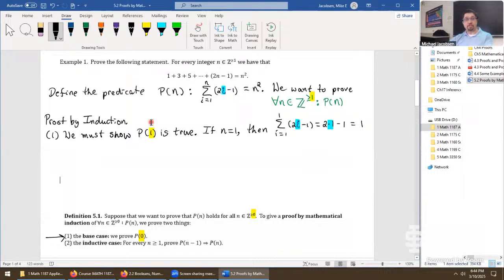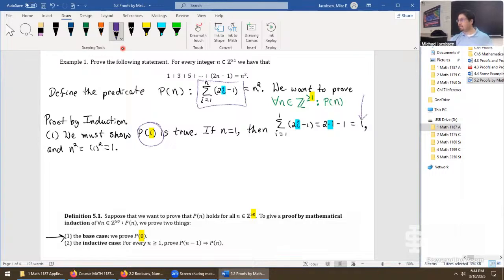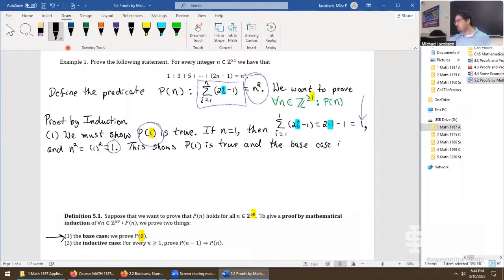Now, to show that P of 1 is actually true, we take n as 1 and throw it into the right-hand side. Let's just say that by saying n squared becomes 1 squared equals 1. So we were looking into P of 1, but when we evaluate the left-hand side, we get 1. When we evaluate the right-hand side, we get 1 as well. And this is enough for us to say right away, this shows P of 1 is true. And the base case is complete.